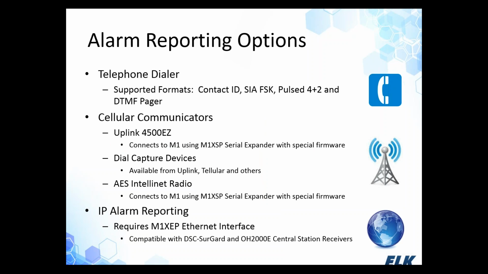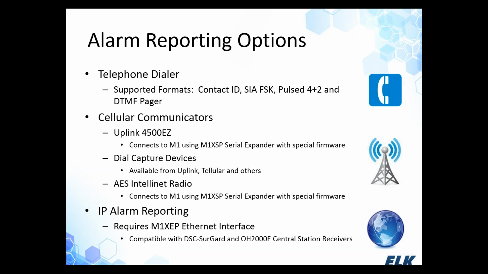Now, whether you're doing commercial or residential, alarm reporting options would go hand in hand with either one. So we still have the telephone dialer built into the M1, which supports Contact ID, SIA, 4+2. We have cellular options available through the Uplink 4500 EZ or the AES IntelliNet. Both of those would require the M1XSP, the serial port expander.